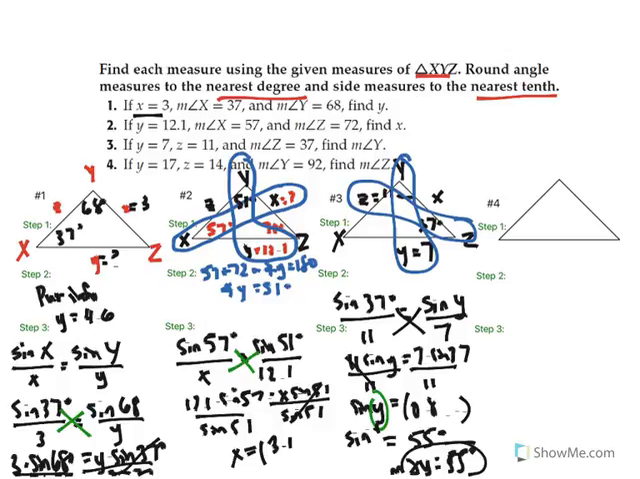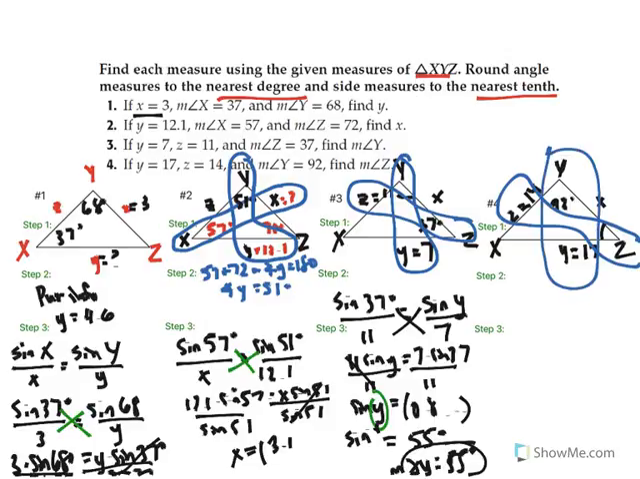And let's do the fourth one here. We put the information into the triangle. The side across from x is x, the side across from y is y, the side across from z is z. And now we look at the picture, we look at the information. It says if side y equals 17, side z equals 14, the measure of angle y is 92 degrees. We need to find the measure of angle z. Okay, so we find our pairs and we set up our ratio.